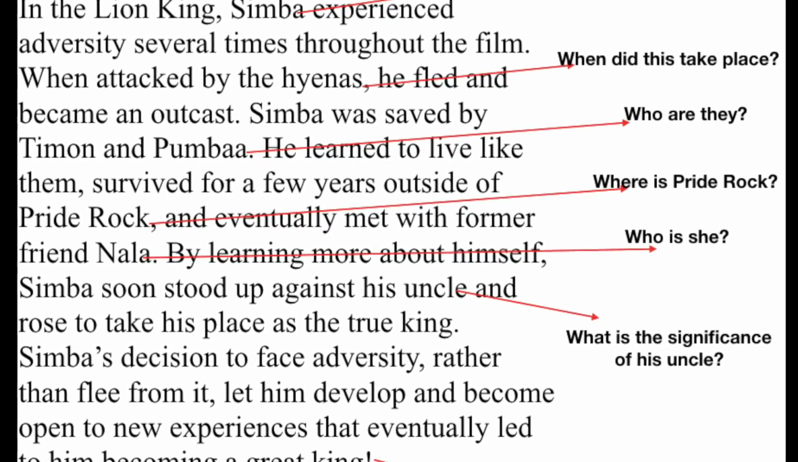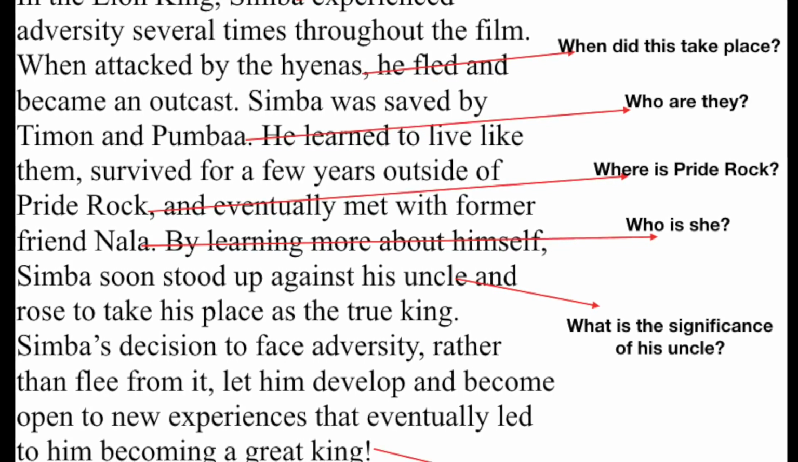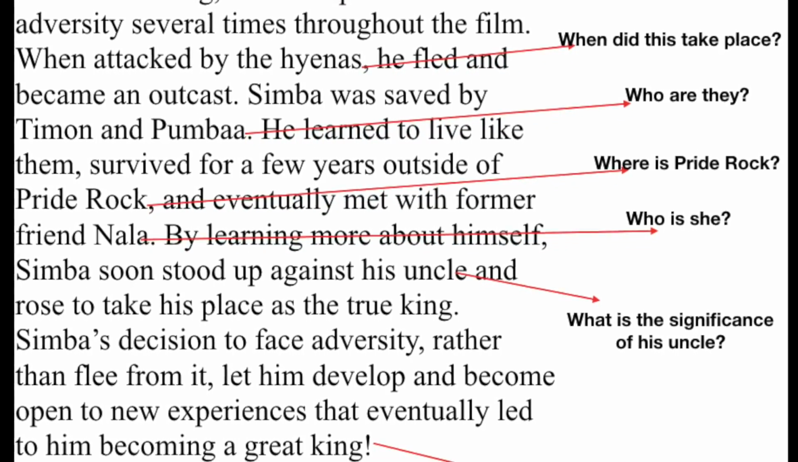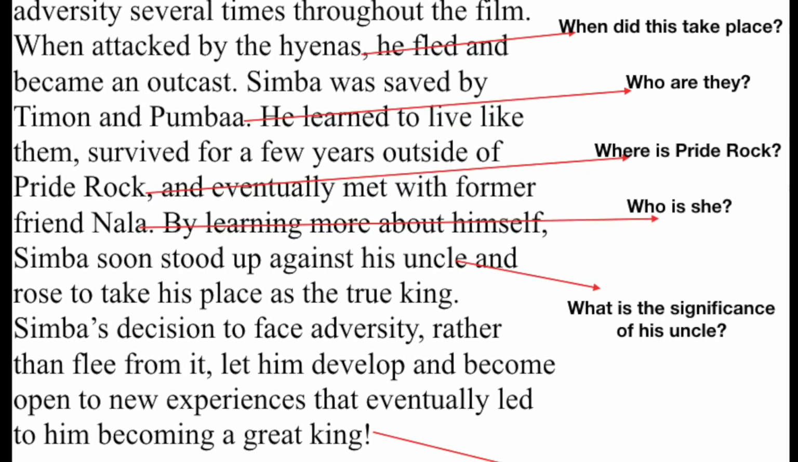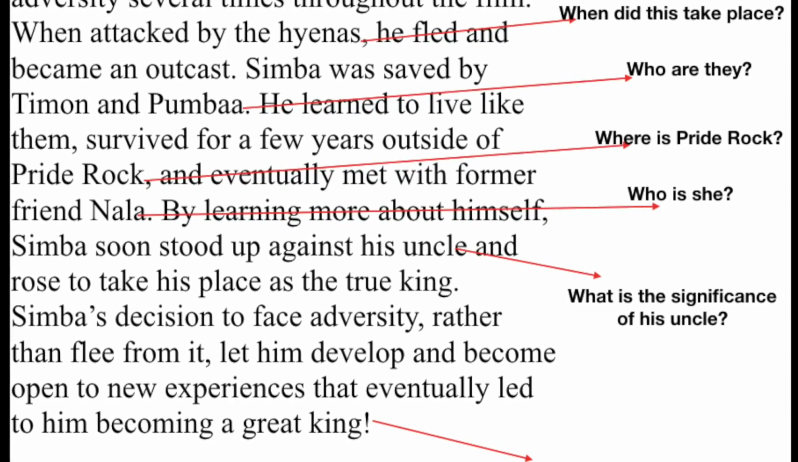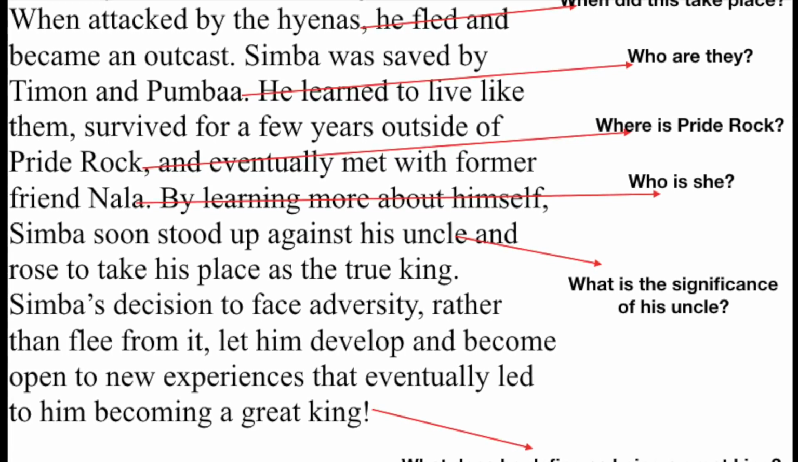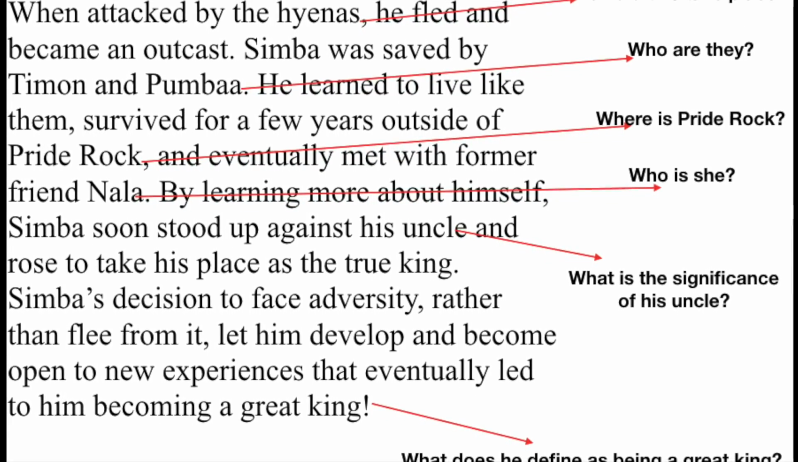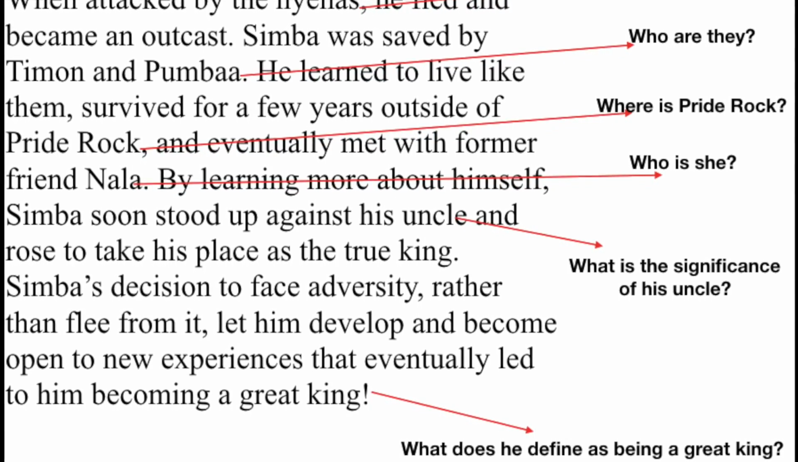It talks about Timon and Pumbaa. Who are they? Why are they important? Pride Rock, where is that? Nala, who is she and why is she important? It then talks about Simba soon stood up against his uncle. Well, what is the significance of his uncle? Who is his uncle? And then last but not least, it says, well, yeah, Simba eventually led to him becoming a great king. Well, what does he define as being a great king?